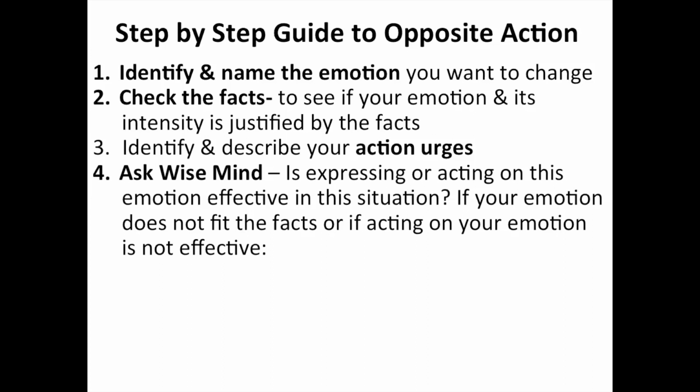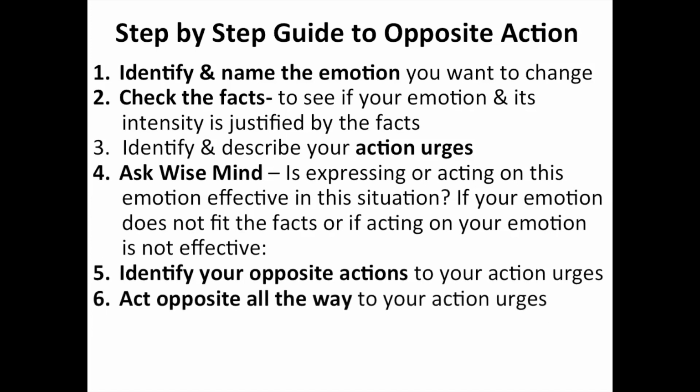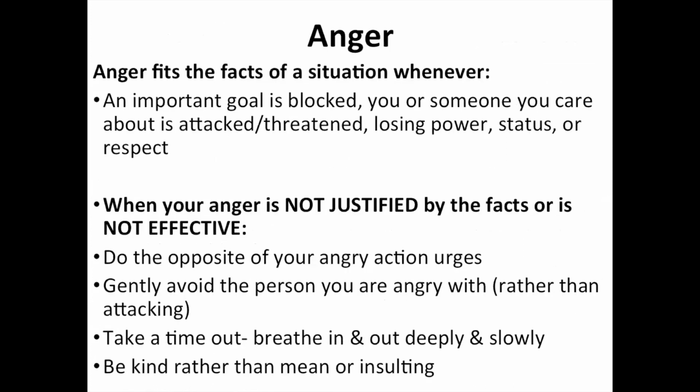And if our emotion does not fit the facts, or if acting on the emotion is not effective, then we want to identify our opposite actions to our action urges and act opposite all the way to our action urges. And we repeat acting opposite to our action urges until our emotion changes. So here is a little bit of a step-by-step guide for acting opposite to our action urges. So specifically, we're going to think about each emotion now and how to practice opposite action for them.